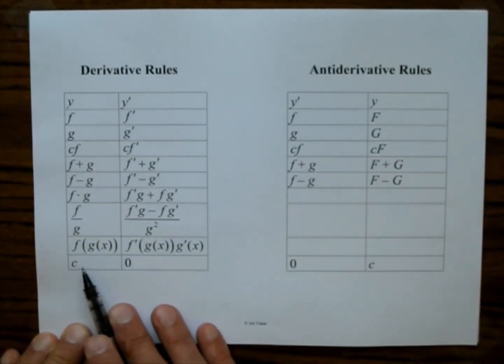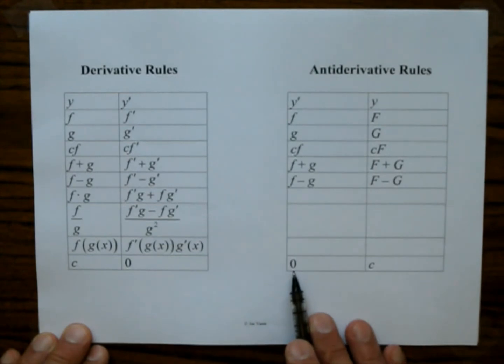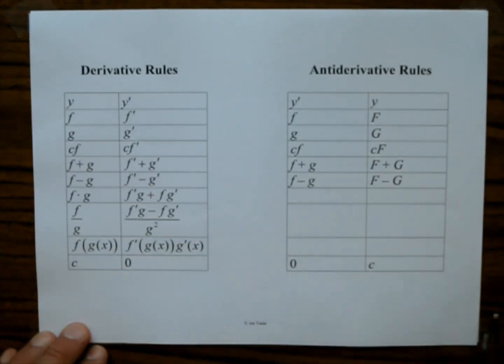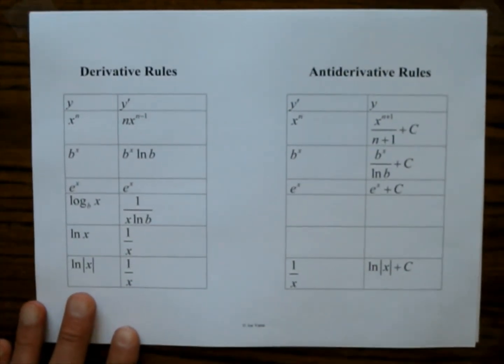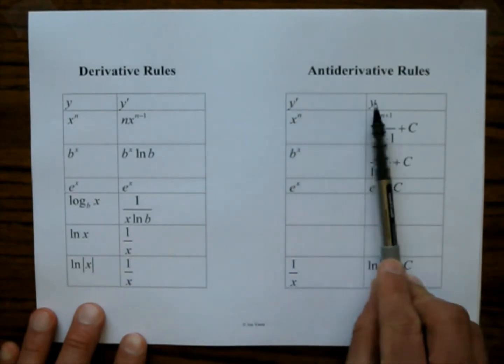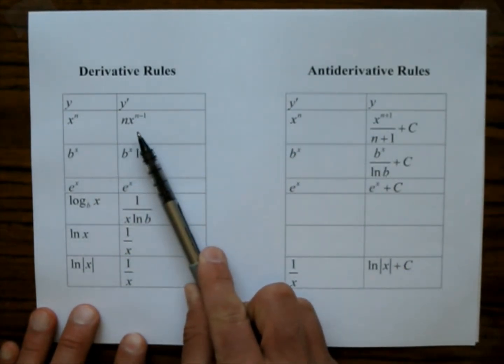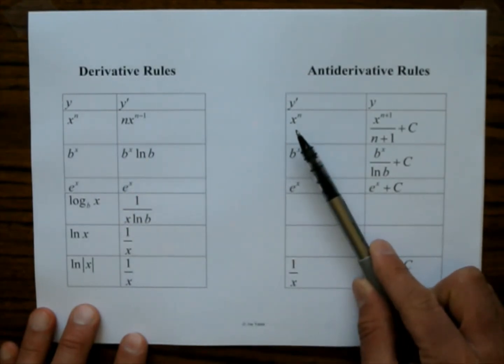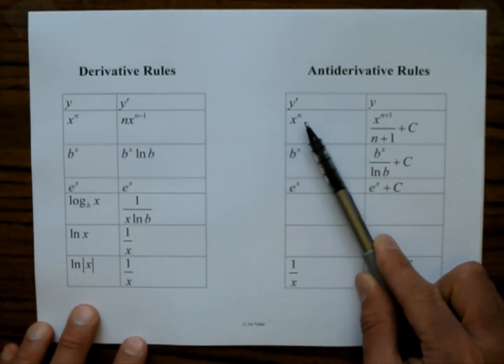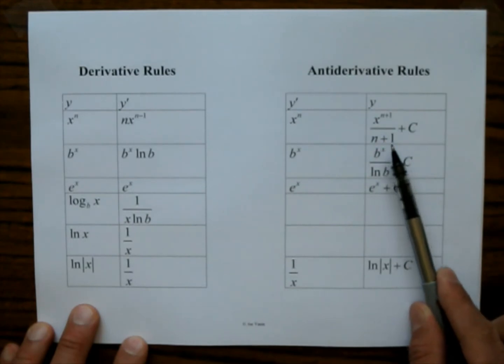The derivative of a constant is 0. The antiderivative of 0 is a constant. Okay, let's move on to the next set of rules, and we'll put them all together on one piece of paper after we go through these. So here's y, y prime, y prime, y. Here's the power rule, and we went over this on bug 12, x to the n. And now if we want to take the antiderivative of x to the n, we end up getting the formula that we were writing down.